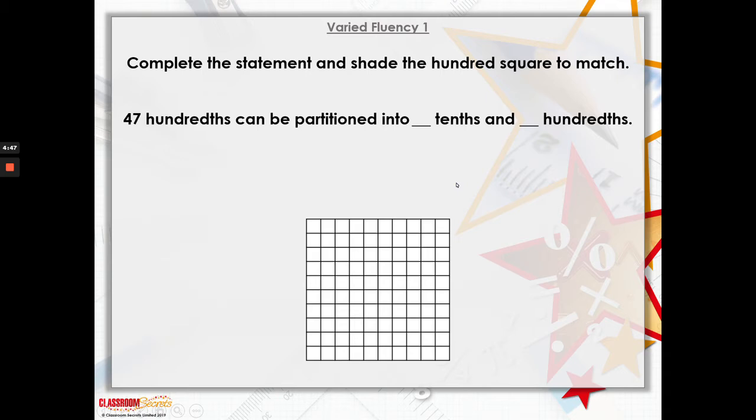The easy way to figure it out is if you look at 47 really carefully here. We need to work out first of all, well, what's hundredths and what's tenths? Okay, I have an amazing device here.